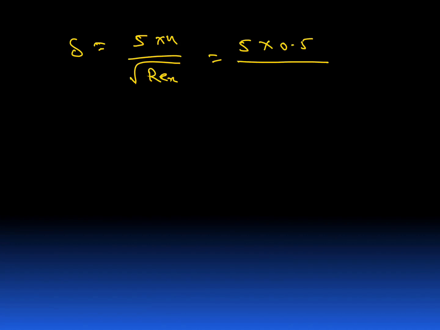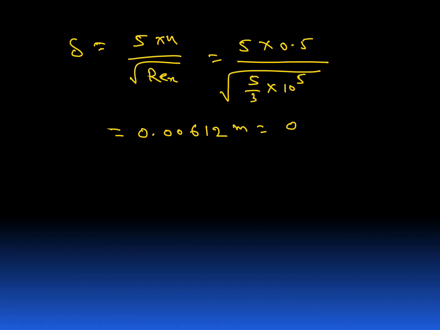For laminar flow, our boundary layer delta is 5 into x divided by root over Re x. 5 into x is 0.5, Reynolds number we got 5 by 3 into 10 to the power 5, root over. If you solve this one, you will get 0.00612. This is in meter, so converted it is 6.12 mm.